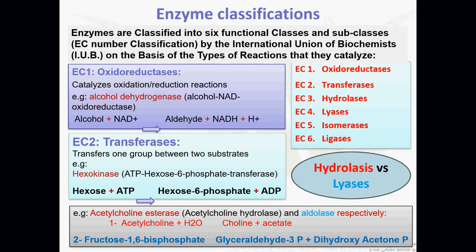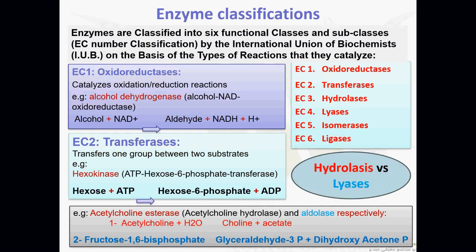Both classes of enzymes split the complex molecule, either the acetylcholine ester or the fructose molecule. The first one by adding the water molecule, so it's hydrolase, from hydrolysis, and the other one is lysing or splitting the complex molecule into its simplest form.